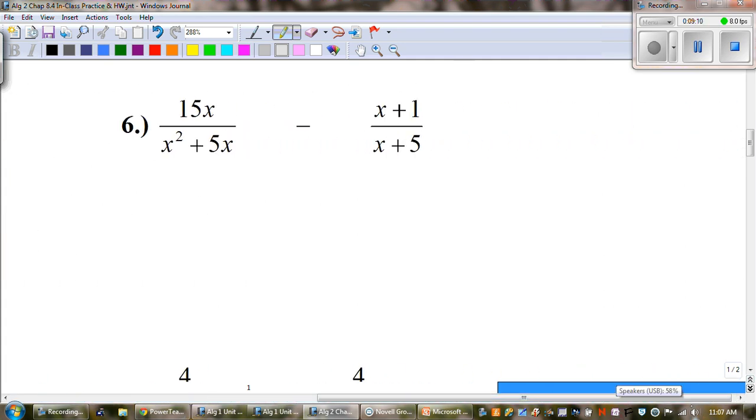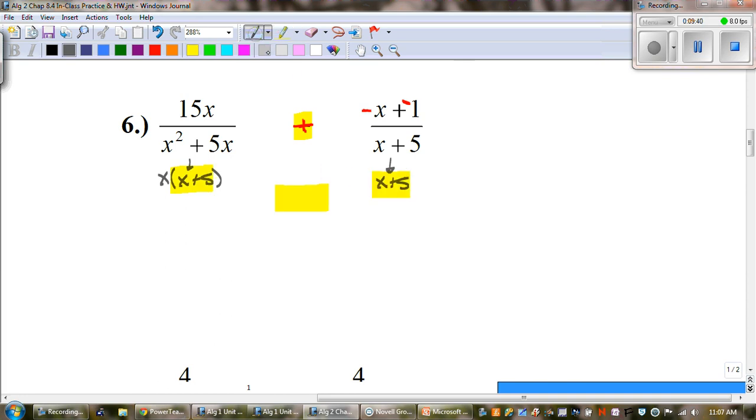All right, number 6. So once again, right away, I see the subtraction in the middle. We're going to distribute that. I'm going to change it to a plus, and that turns to a minus, and that turns to a minus. As we factor these out, this is x and x plus 5, and there's nothing that we can do over here. So what do they have in common?